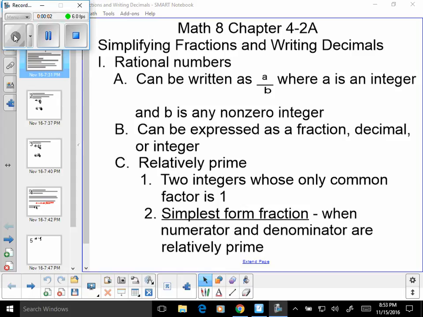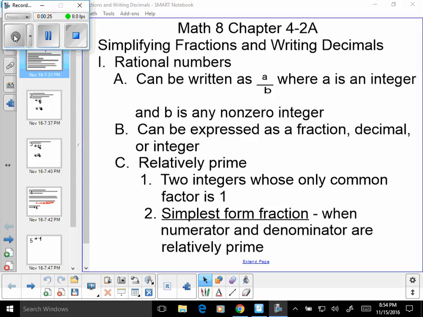Hello, 8th graders. We are going to move on to Chapter 4.2a, Simplifying Fractions and Writing Decimals. First of all, there are some definitions that we have to understand. One of them is a definition for a rational number. We will be getting a whole lesson on this about rational numbers and irrational numbers later.